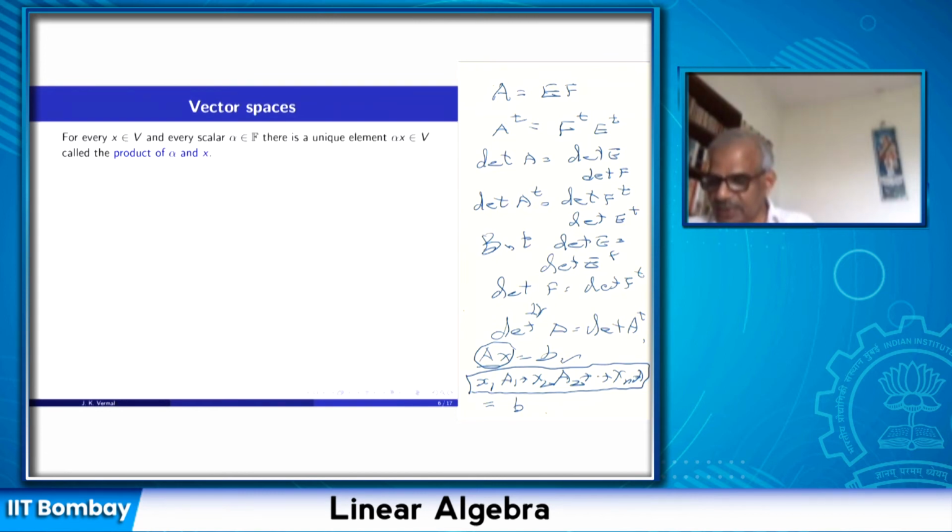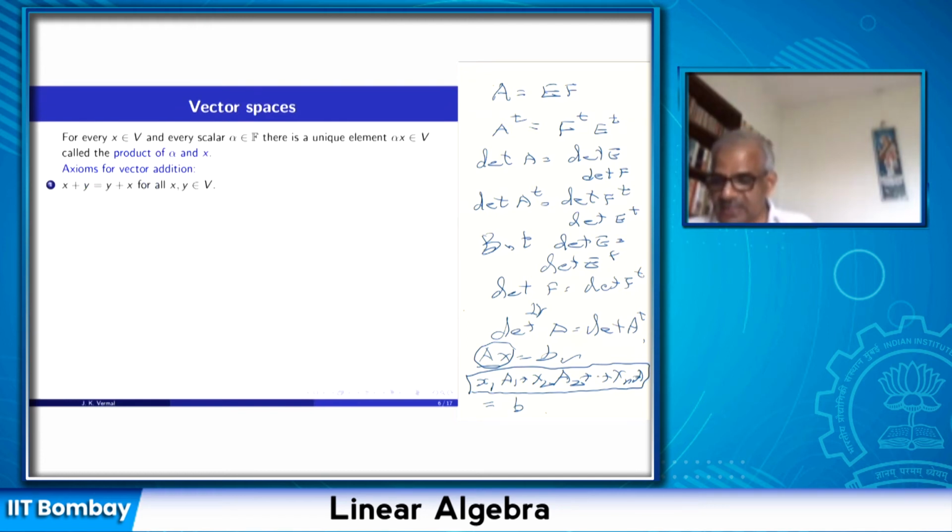And the second closure property says that for every alpha and for every x, there is a unique vector which is written as alpha times x. This is called the product of alpha and x. We are not specifying how we are arriving at alpha times x, but we are specifying that this is called scalar multiplication. The first operation is called the addition. So we have these two operations in a vector space. These two operations satisfy certain axioms. Axioms for vector addition: there are 4 axioms for vector addition.